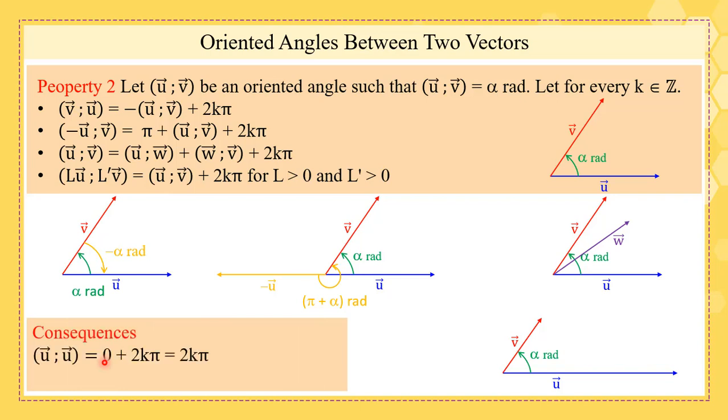Now some consequences. The measure of the angle (U,U) is 0 plus 2k pi, and the measure of the angle (U, minus U) is pi plus 2k pi, and this is very logical.